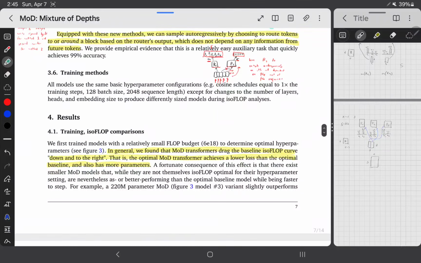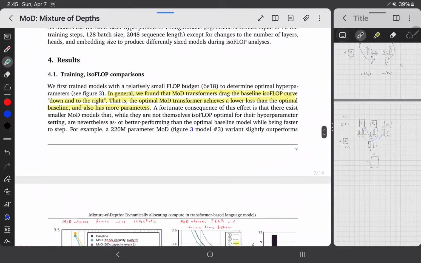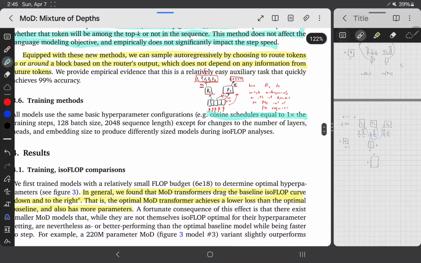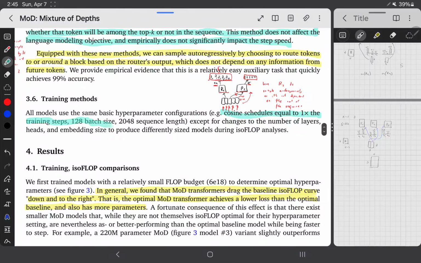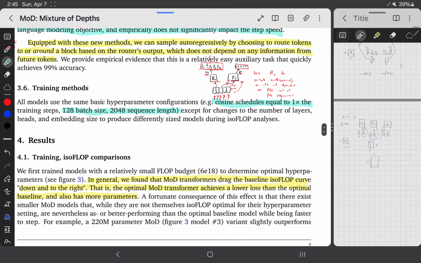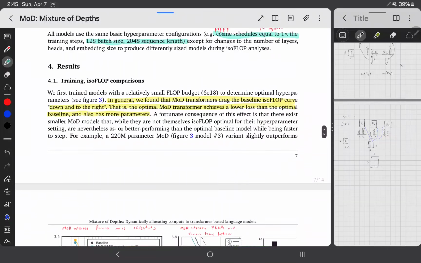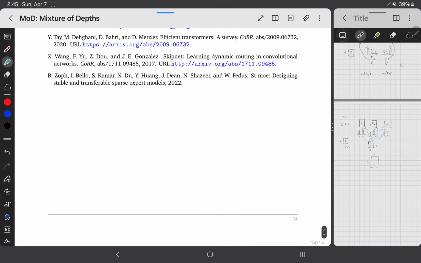Now what they do is they train it on a smallish model. I don't think they specify the exact parameters besides we use a cosine scheduler and we use training steps and we have a batch size of 128 and a 2048 sequence length. I don't think they mention the other parameters. Do they have an appendix? No, they don't.